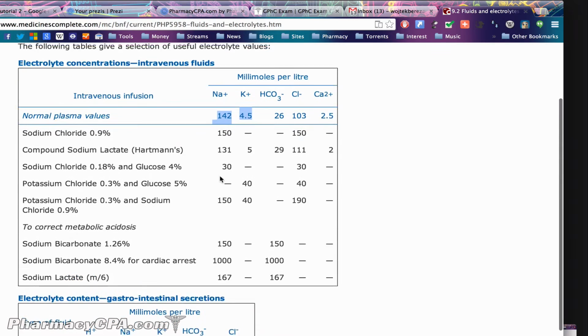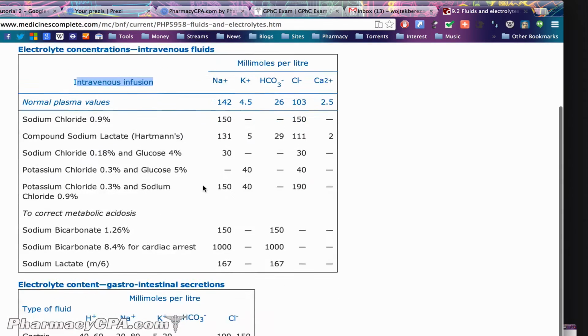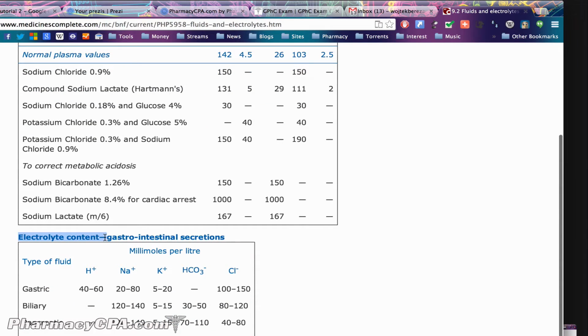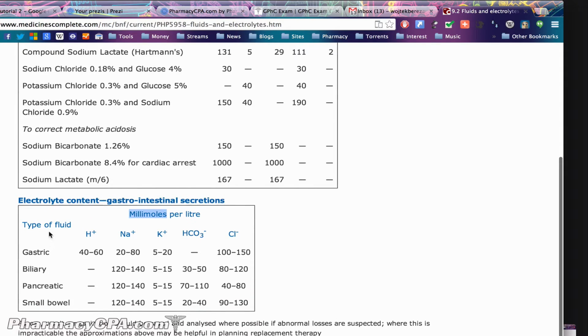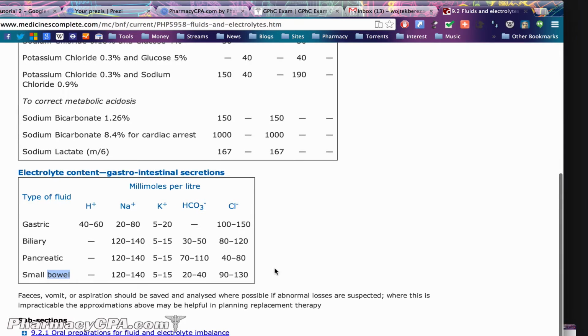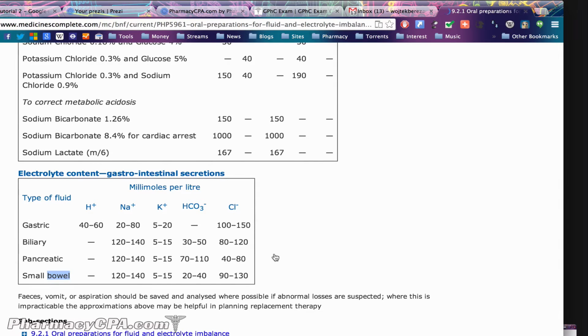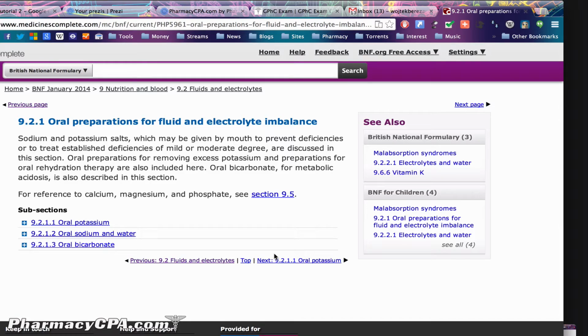So this is intravenous infusion. However, this is the electrolyte content in gastrointestinal secretions. That's kind of what I was talking about. The body pushes out different fluids depending on where you are in the gastric tract. So this is first, this is second, this is third, this is fourth. Sometimes they ask these values as well, so it's good to know where that is. It's a very uncommon question. I haven't seen it a lot, but it does come up sometimes. Right, I'll make a note of that. Thank you. Fluid imbalance.